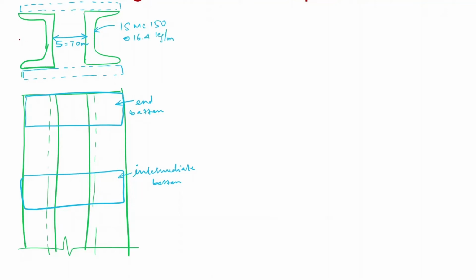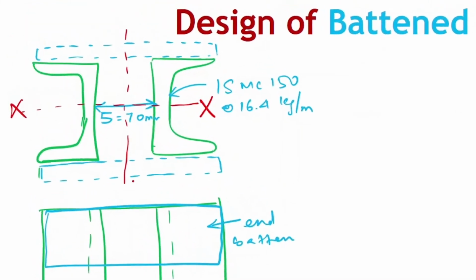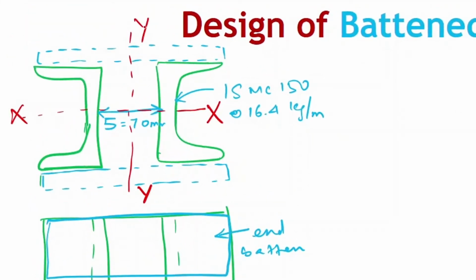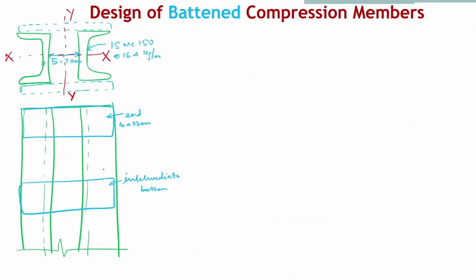Now let me draw the global axis alone, XX, and this is YY. In designing a batten, first we have to find the size, length and spacing of the batten. So first, the design of battens. In that, you need to determine the length of the batten.